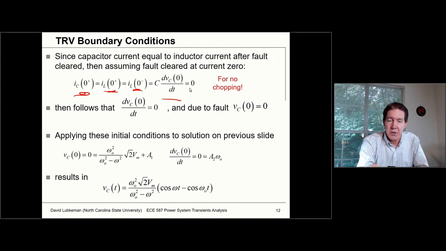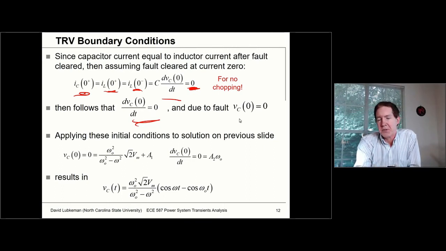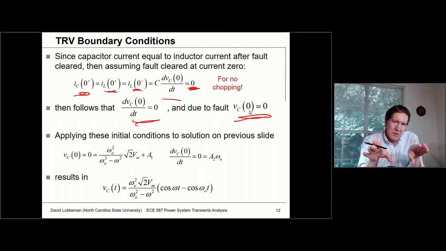And so if this current through the capacitor is equal to zero, then it means that this derivative of voltage for the capacitor at time zero is equal to zero as well, all right? So because of the inductor, that forces the boundary condition for the derivative of the capacitor voltage equal to zero. Then we have, due to the fault, the boundary condition for the fault voltage is equal to zero. Now, again, if we perturb this ideal case, these boundary conditions change, and we'll see this in the worked example.